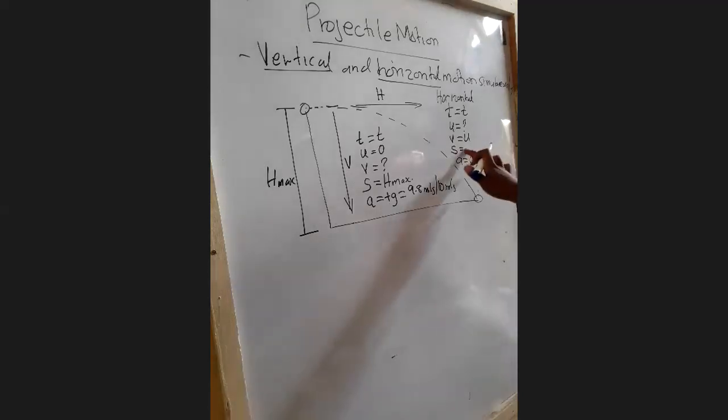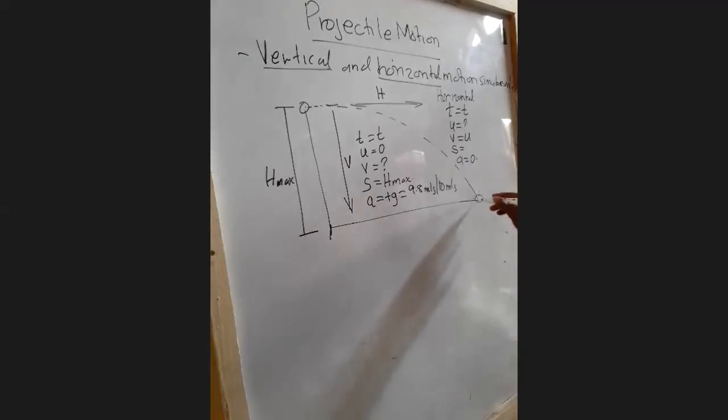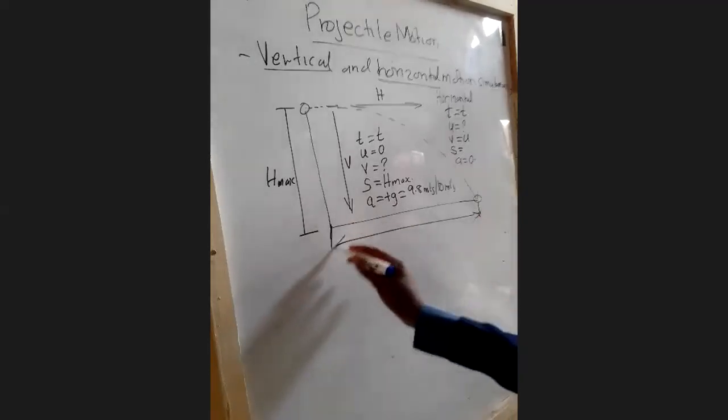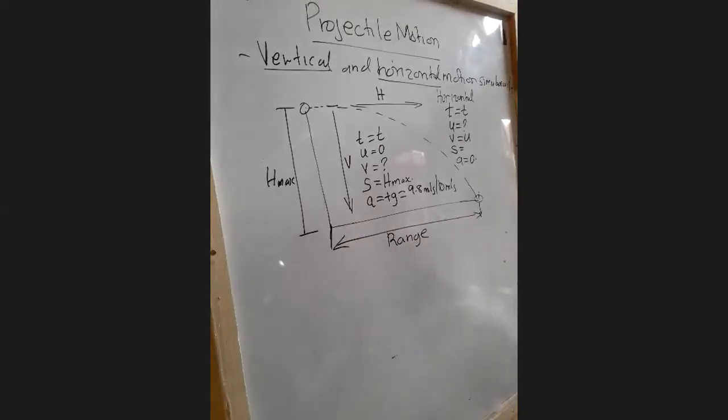Then the displacement, that is from where you threw it to where it fell, this distance here, we usually call the range. That is the distance from where you are to where it fell. We call it the range. And usually also it is calculated.